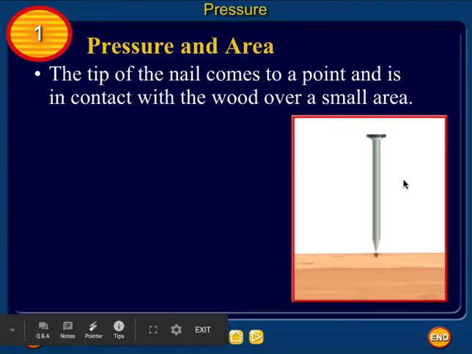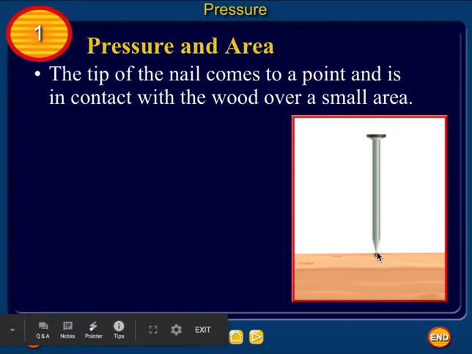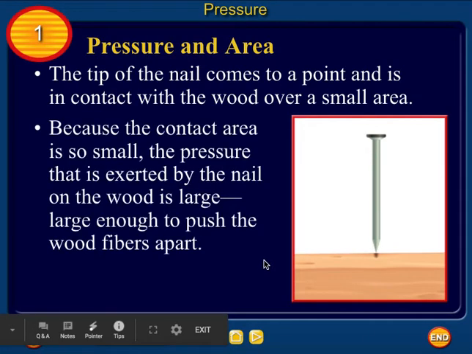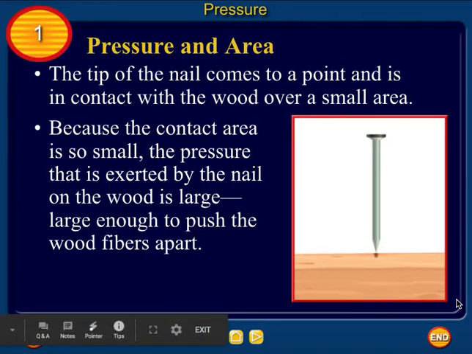The reason why we developed the technology of nails to put different pieces of wood together is because you've got a small, tiny area that is going to have a huge force applied to it, and because that area is so small and the force is so big, it's going to go through the wood, through those wood fibers, and then bind those things together. Because the contact area is so small, the pressure that is exerted by the nail on the wood is large enough to push the wood fibers apart and allow that nail to stick.